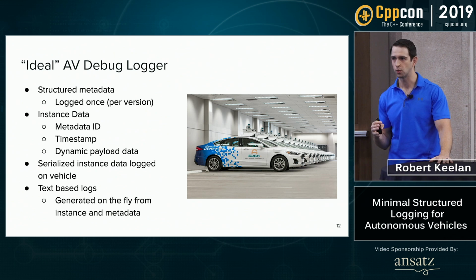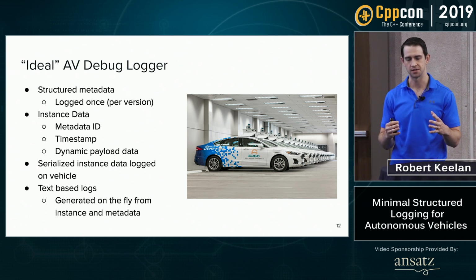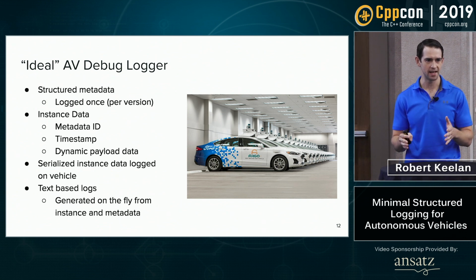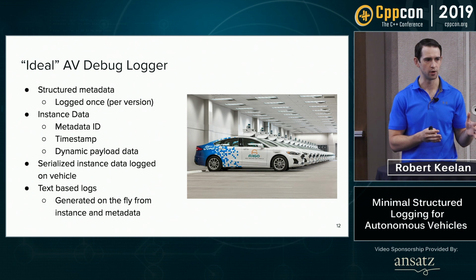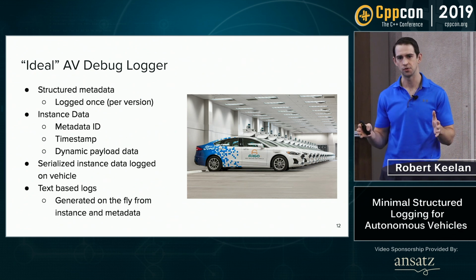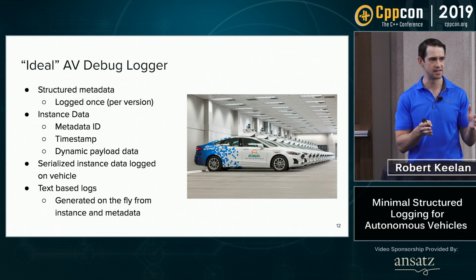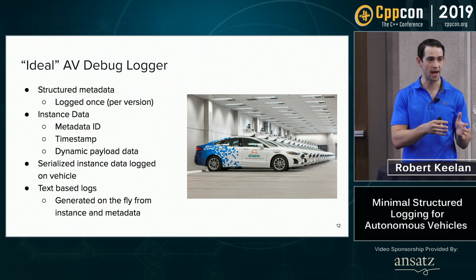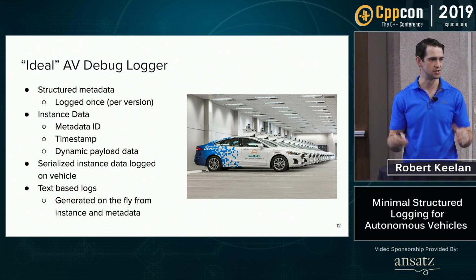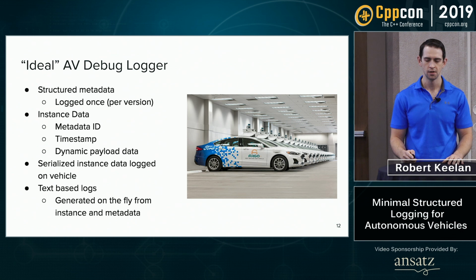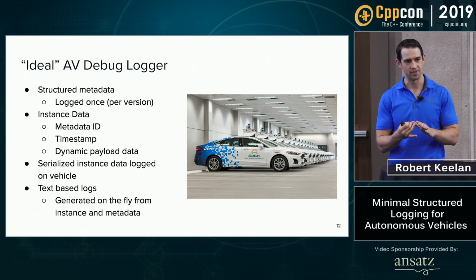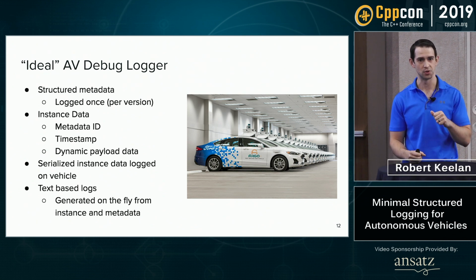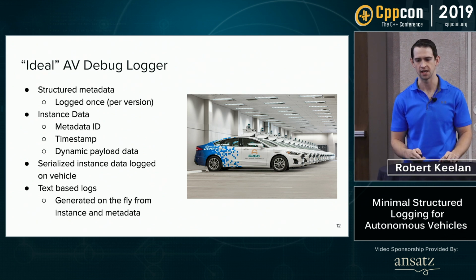So in an ideal world, my ideal AV debug log system would be able to separate out this instance data and this metadata and log the metadata only one time for a given version of the software. That way, across an entire fleet of vehicles, I only have to generate that metadata a single time. Then all of the vehicles can use that to unpack the instance data and transform it into something like a human readable string. So that instance data would have the timestamp, the dynamic data, and then some unique identifier that tells it which piece of metadata to use to unpack that statement.